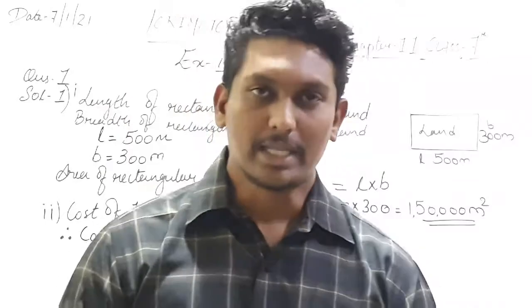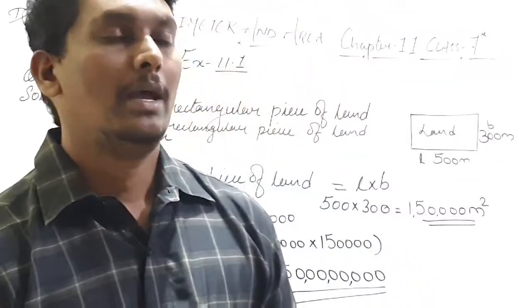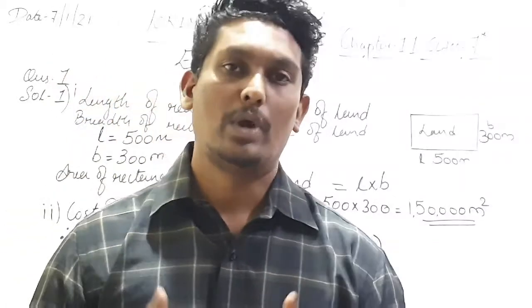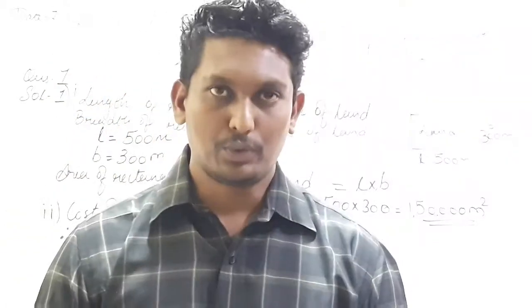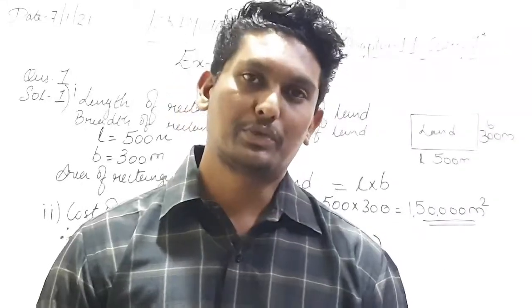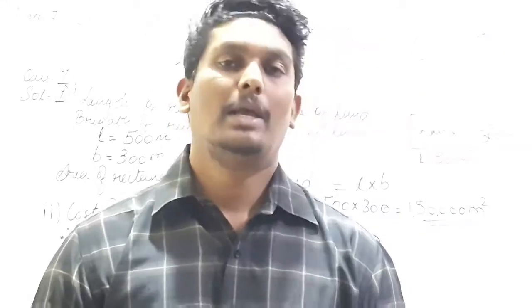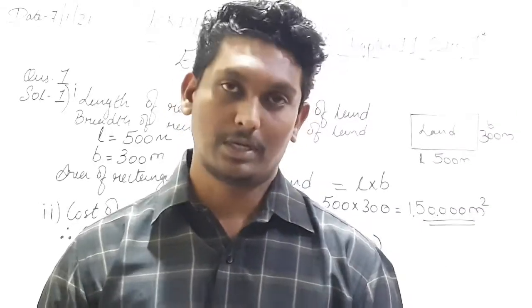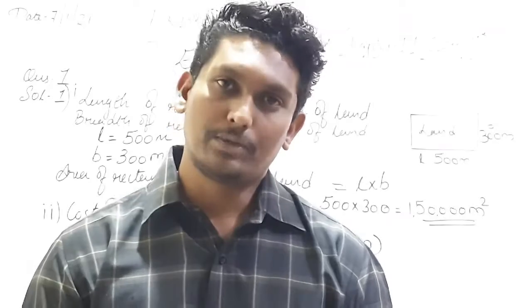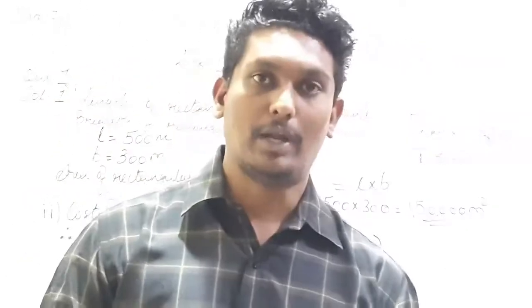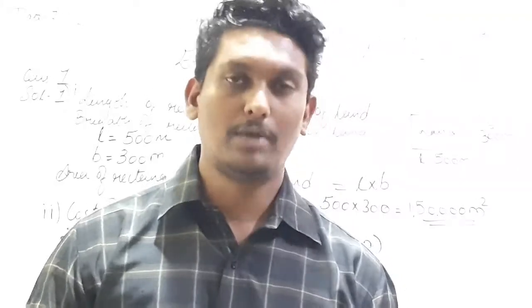So today we are going to start exercise 11.1 and this is the first question. The first question is all about a rectangular piece of land whose length and breadth are given. The first part of the question is to find the area, and the second part is to find the cost. The cost is given, that is 10,000 rupees. We have to find the exact value of the rectangular piece of land.